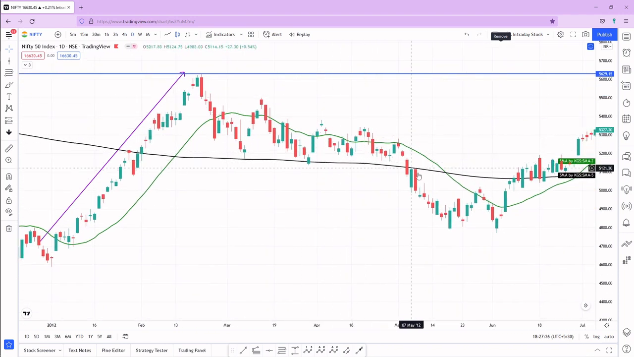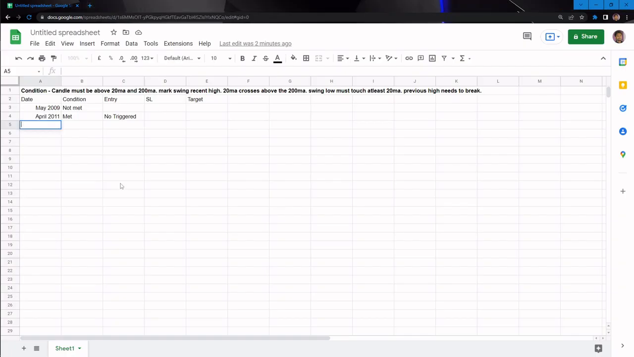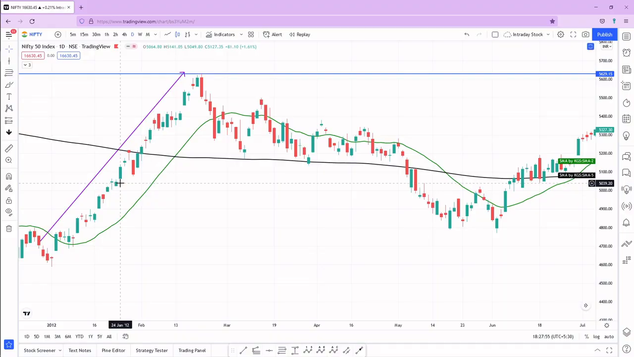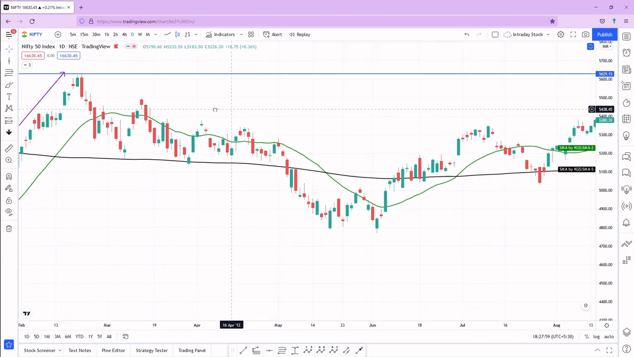Did the entry point get triggered? No. And the trend started going bearish. So around this zone, around Feb 2012, conditions were met but not triggered. Entry only did not trigger, right? And there will be a question: if I've taken an entry, what is the SL? I'll cover it up. Let it give an entry, then I'll cover it up.